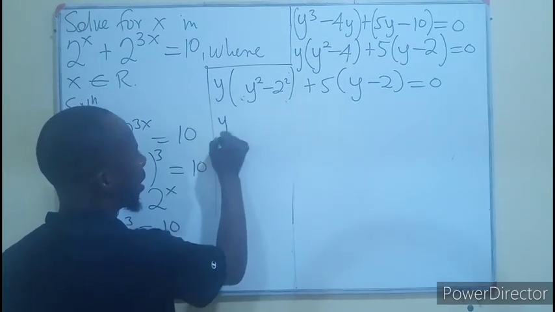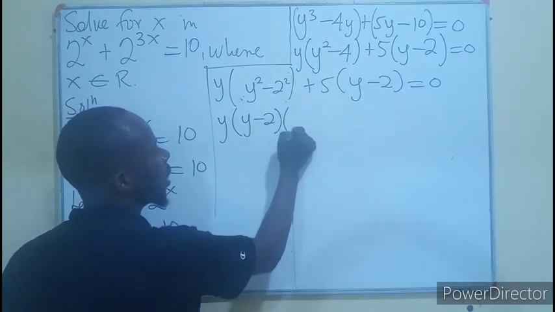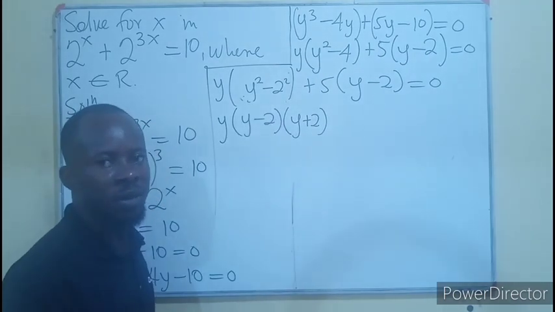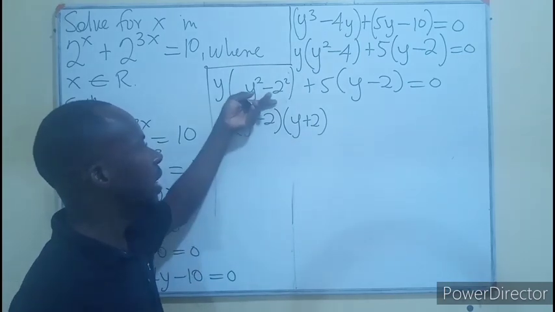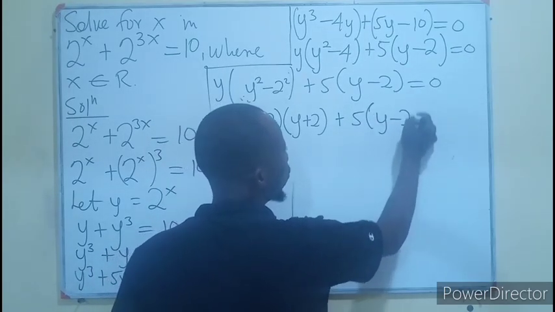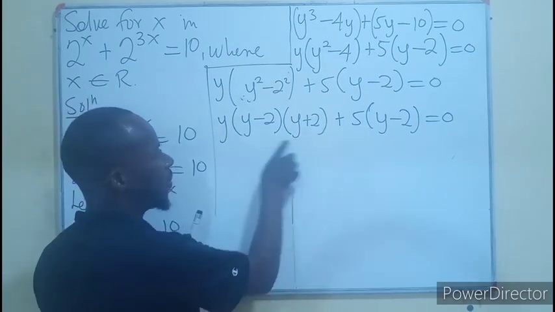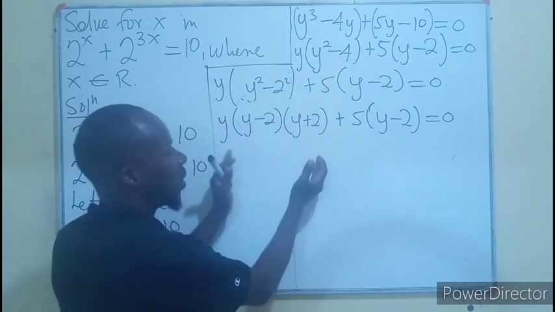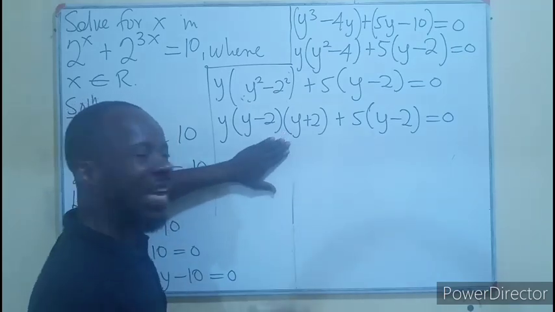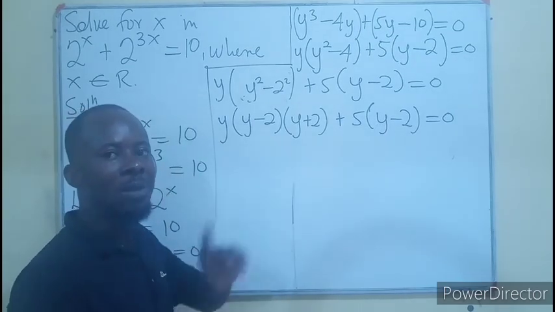So holding the y out, I'll be having (y - 2) times (y + 2), as in opening this bracket because of the difference of two squares. This is what we have, that is the same as this. Then plus our 5(y - 2) equals 0. Don't forget, all these are multiplying and all these are multiplying. So we have only two terms here. So we look out for a common factor in this term and a common factor in that term. y - 2 becomes the common factor.